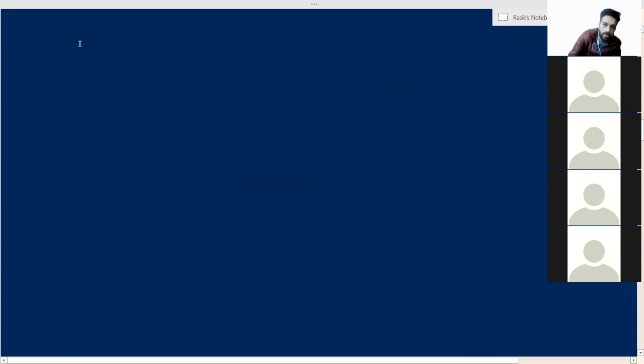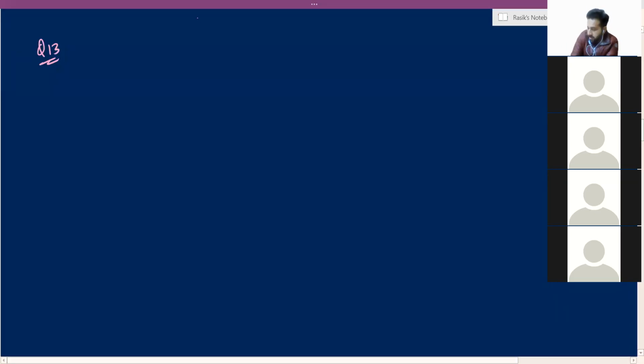Okay, all of you. Question number 13, because questions 9, 10, 11, 12 we have already done in yesterday's class. Question 13: the area of a square field is half hectare. There is a square.